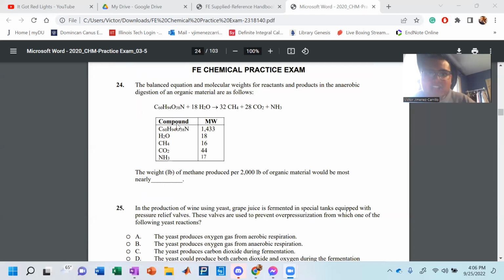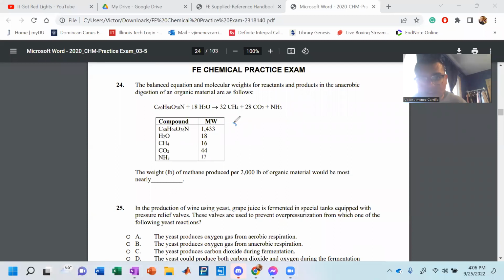The balanced chemical equation of molecular weights for reactants and products in aerobic digestion of organic materials are as follows. They give you the compound and the molecular weights in the table. Then they say the weight in pounds of methane produced for 2,000 pounds of organic materials would be most nearly blank. Okay. Y'all remember stoichiometry and basic chemistry?